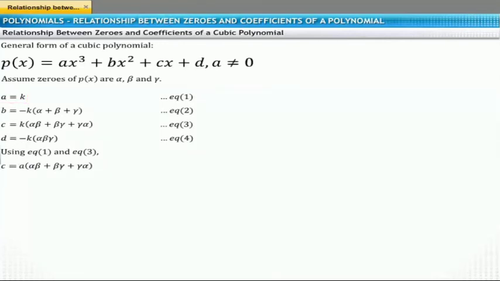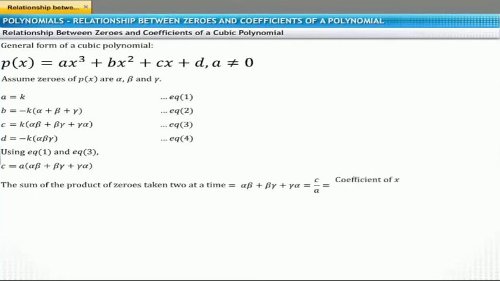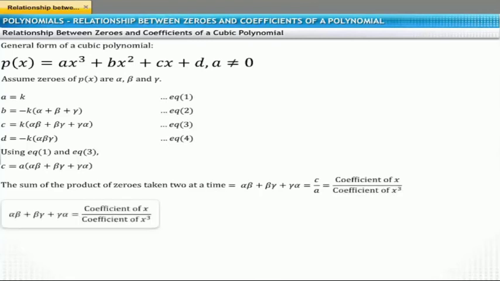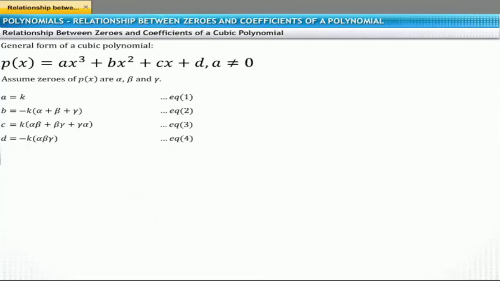Got it? Now for the first equation and third equation we will divide, so we will get c upon a is equal to k(alpha beta plus beta gamma plus gamma alpha) upon k. So k and k both are cancelled, so we will get alpha beta plus beta gamma plus gamma alpha is equal to c upon a. It means coefficient of x upon coefficient of x cube. So it is the formula of alpha beta plus beta gamma plus gamma alpha of a cubic polynomial.